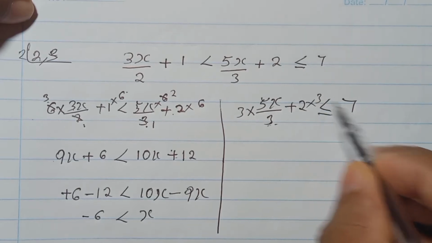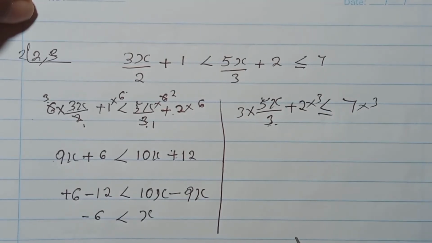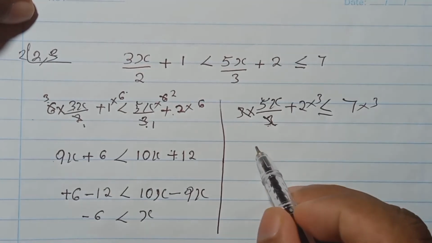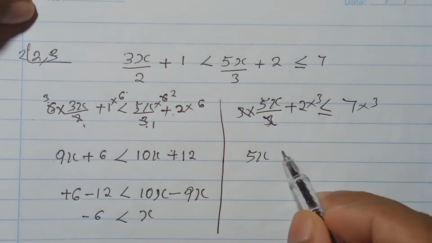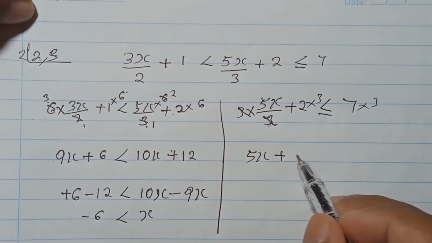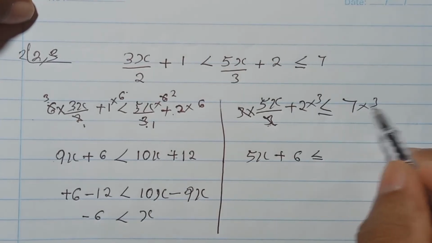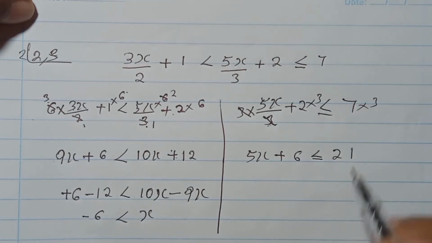This one also multiply by 3. This one also multiply by 3. That means if you need to remove this denominator, you can do it that way. So here 3 to 3 cut. Here will be just 5x. And here will be 2 into 3, 6. And here 7 into 3, 21.